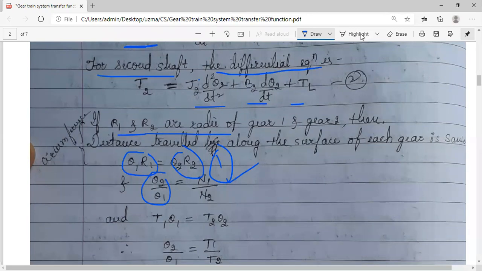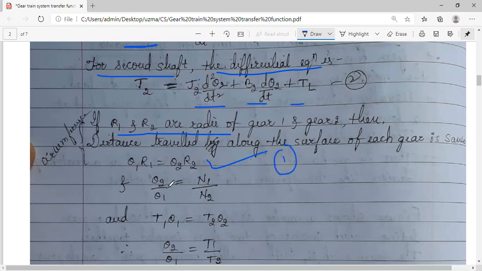So totally we come across three equations here. We will be making use of these three equations frequently. One is theta 1 R1 is equal to theta 2 R2. Second, theta 2 by theta 1 is equal to n1 by n2, inversely related. And the third one, T1 theta 1 is equal to the torque developed, is equal to T2 theta 2. This is the third one.